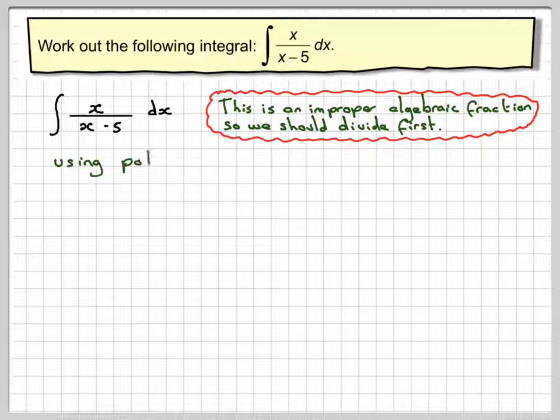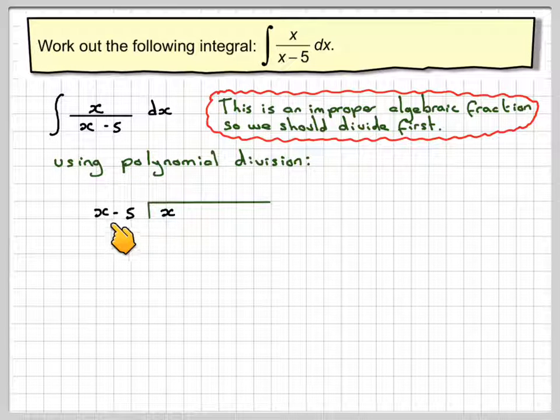So using what's known as polynomial division, we're going to do x divided by x minus 5. So we set up the division. x minus 5. x divided by x is 1, so we'll put the 1 up here, and then we multiply like we do in long division.